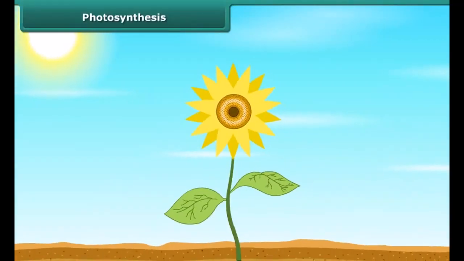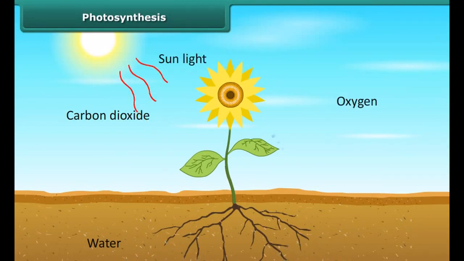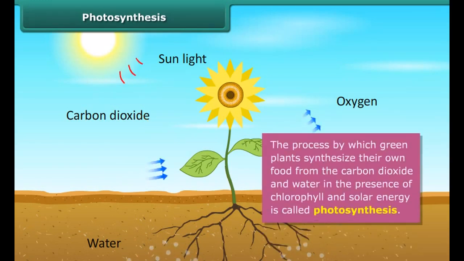As we know, green plants synthesize their own food. But do you also know how they synthesize their own food? Actually, green plants make their own food by the process of photosynthesis. Photosynthesis is a process by which green plants synthesize their own food from carbon dioxide and water in the presence of chlorophyll and solar energy.